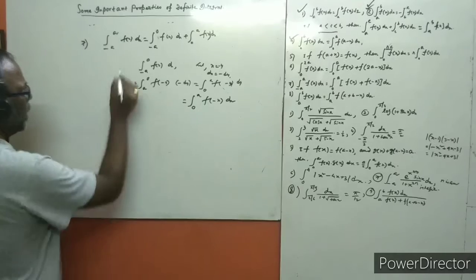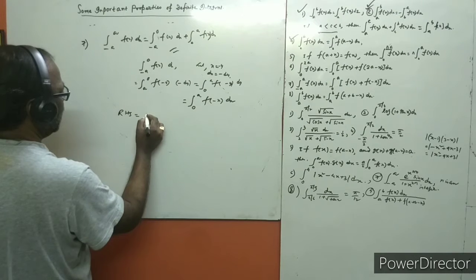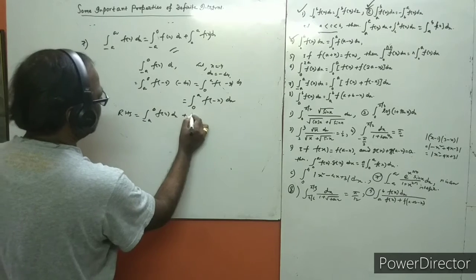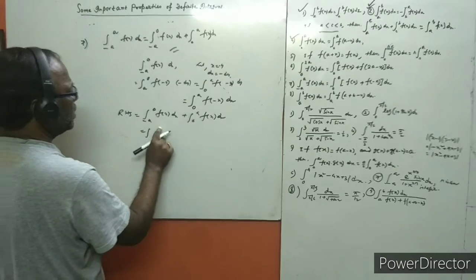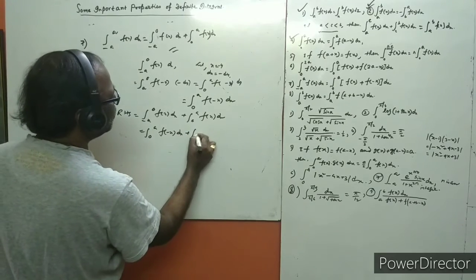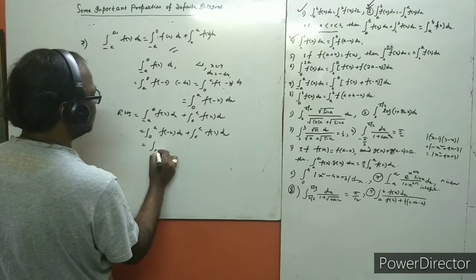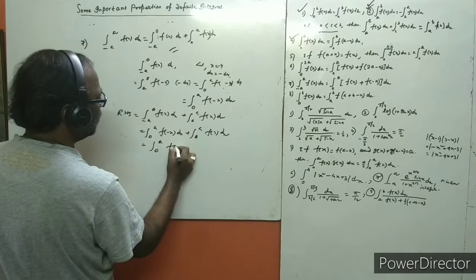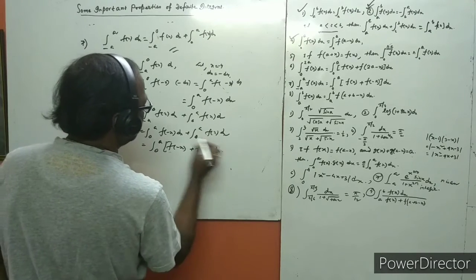So on the right hand side, we can write here minus a to 0 of f of x dx, and also 0 to a of f of x dx. This can be written as 0 to a of f of minus x dx, and 0 to a of f of x dx. Both limits are the same, so we have f of minus x plus f of x under a common integral like this.